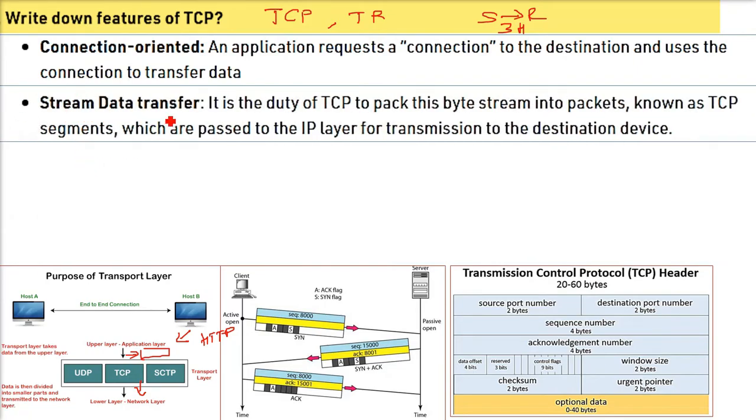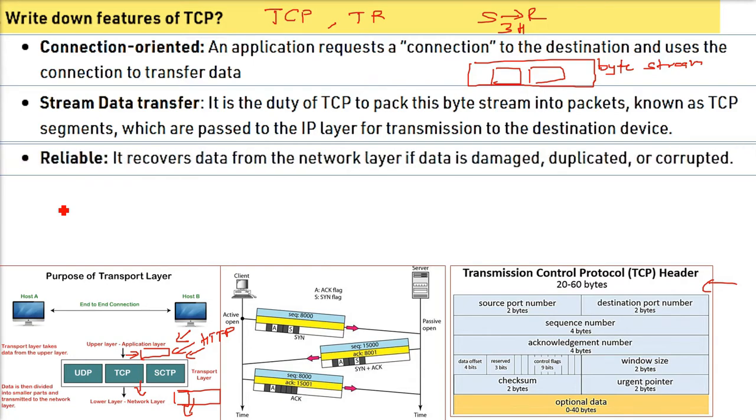Then stream data transfer. As I just suggested, TCP is byte oriented. It is the duty of TCP to pack this byte stream into packets. Actually, they are called TCP segments, which are passed to the network, or you can call it the IP layer, for transmission to the destination device. So TCP takes all the bytes coming from the application layer, converts them into a TCP segment, adds the header, and then transfers it to the network layer. It will make a TCP segment, and this is totally a byte stream. This is the header of TCP. It can be 20 to 60 bytes, and it goes to the network layer then.